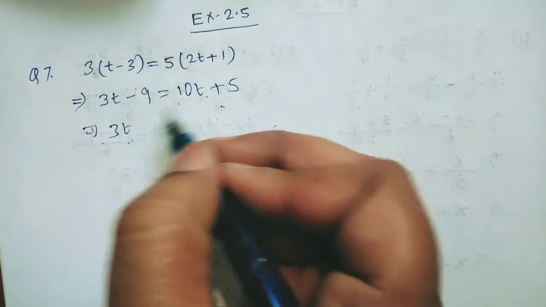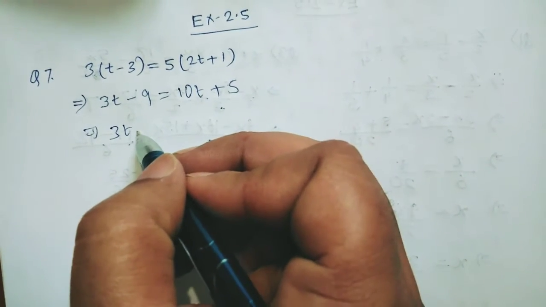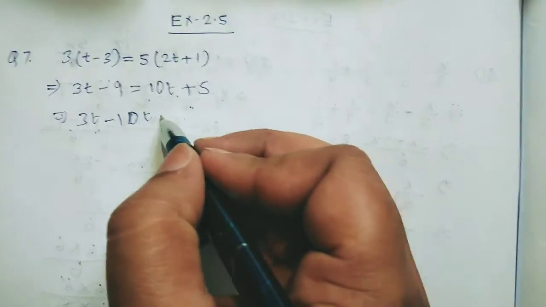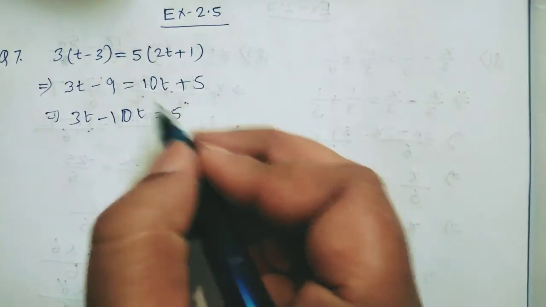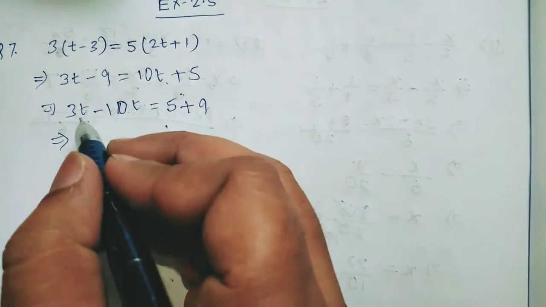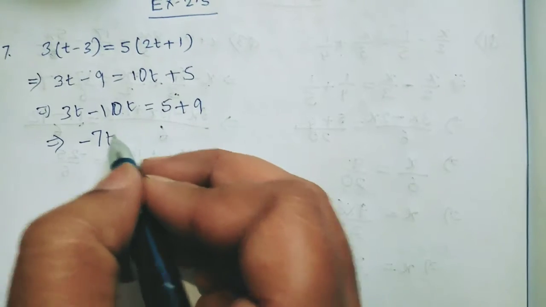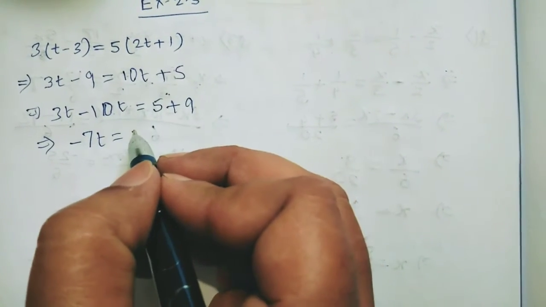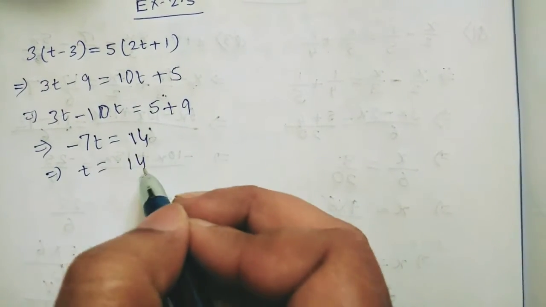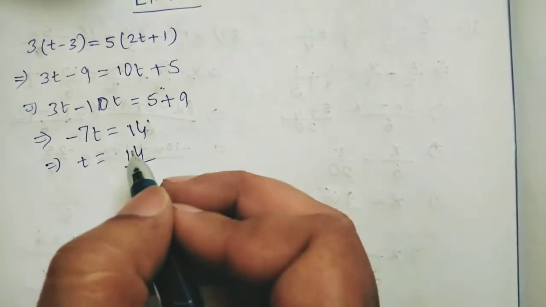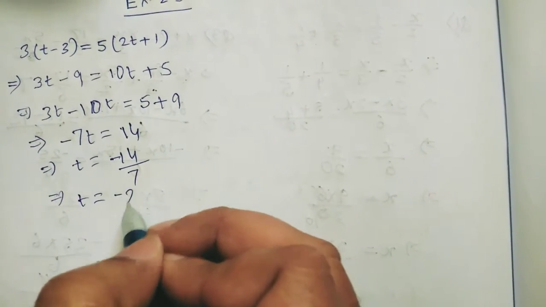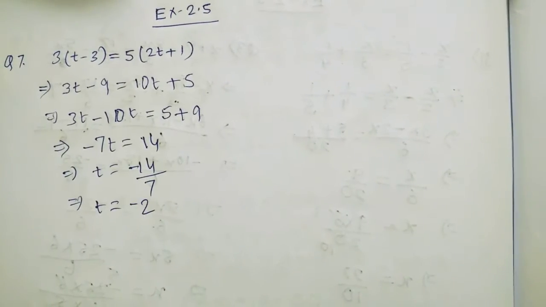Now 3t, we will bring the 10t to this side, so it will be minus 10t. Then here equal to 5, this minus 9 will go to this side and become plus 9. So 3t minus 10t will be minus 7t equal to 5 plus 9, which is 14. Now t equal to 14 divided by 7, and the minus sign was also there, so shift this minus sign here, so t equal to minus 2. Understood? So this is the answer of this question.